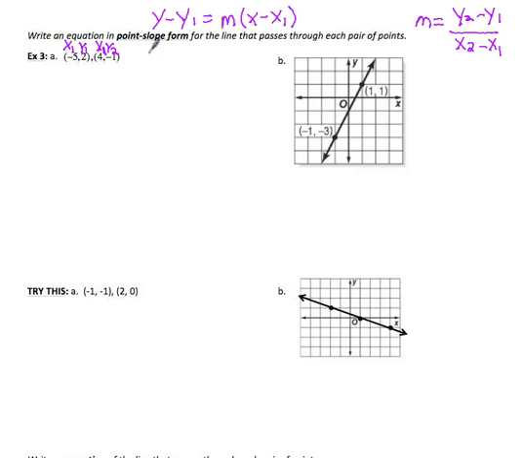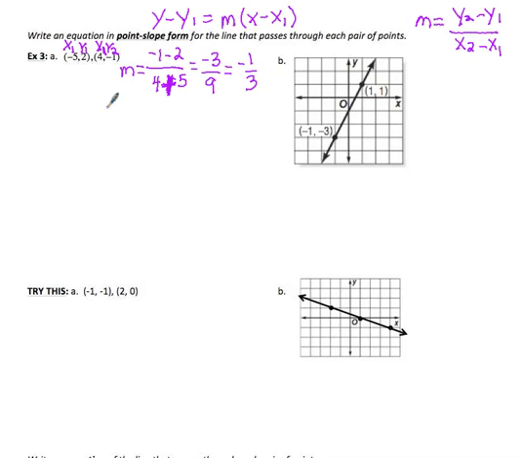So I have -1 minus 2 over 4 minus a -5. Well, that minus a negative becomes a plus, right? That's just a big plus. So I get -3 over 9, but that can be simplified into -1/3. So that is my slope. Okay, now I have a slope, and I actually have 2 points to pick from.